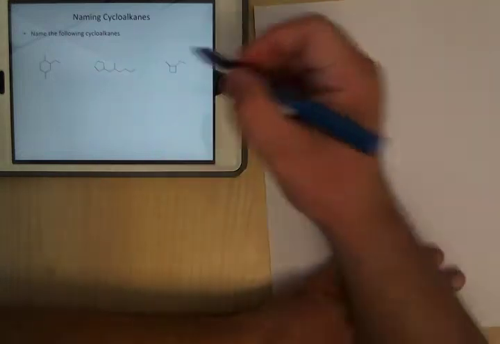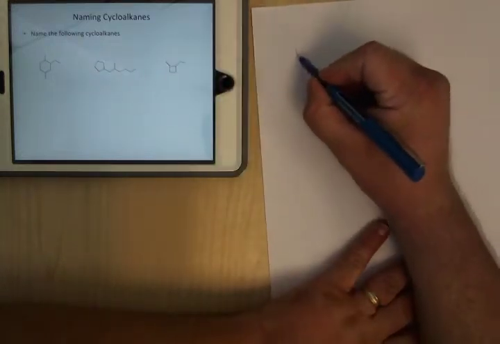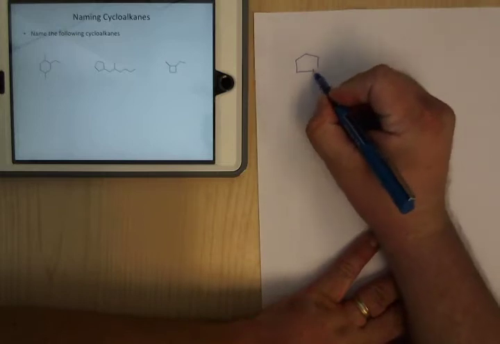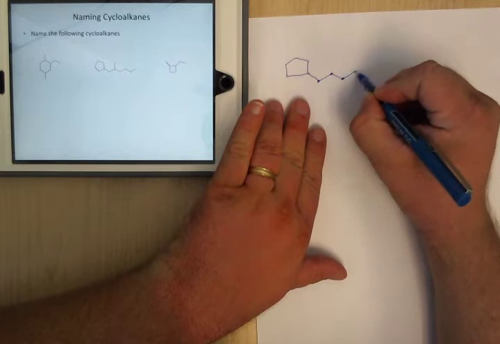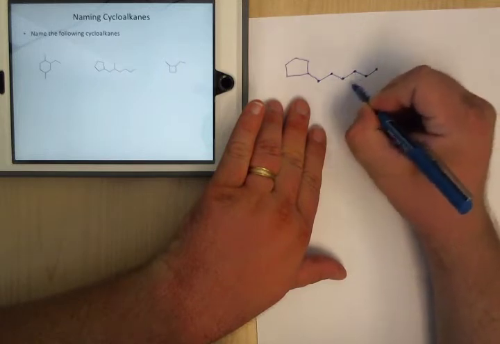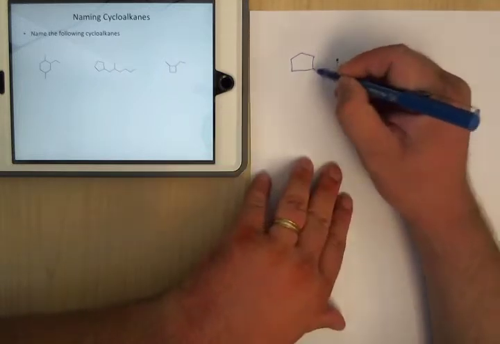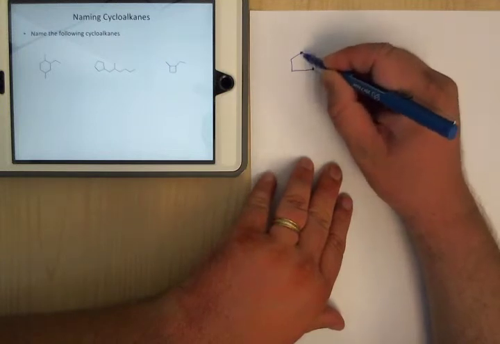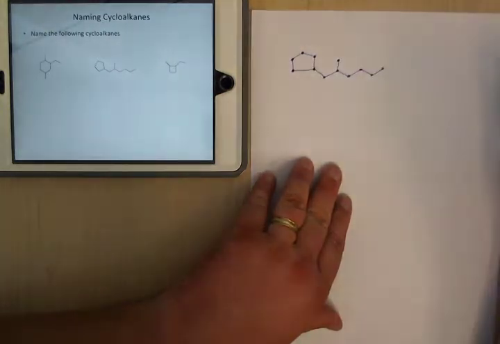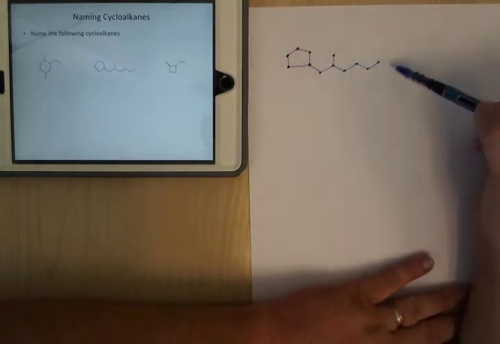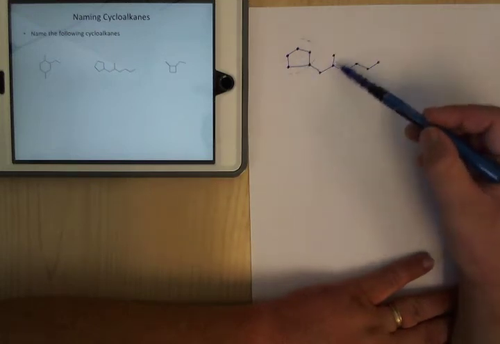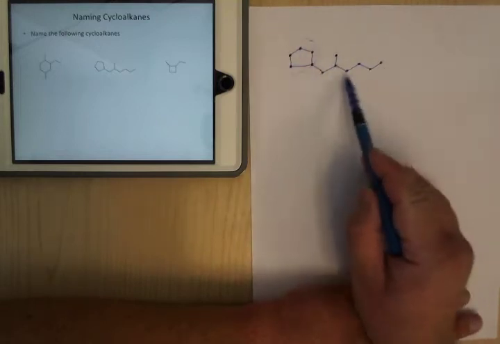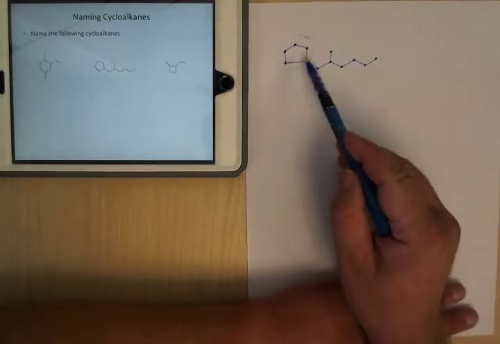So the next one is this one here. Okay, so here we go. So we have a ring and we have a straight chain. So again, you either consider this or you consider the main chain. You don't go into the chain, or you don't go into the ring.